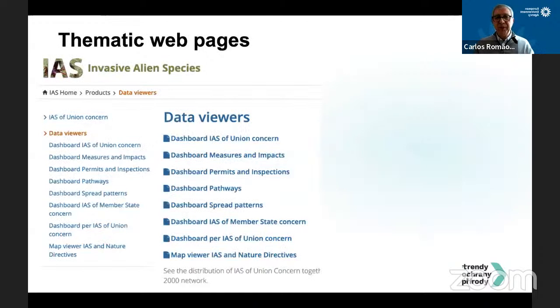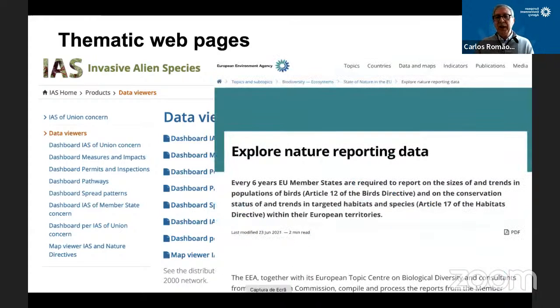Just a couple of examples. For instance, for the invasive alien species, we have a warm homepage that gives you access to the different products. And here there is a list of the innumerous data sets that you can see online.